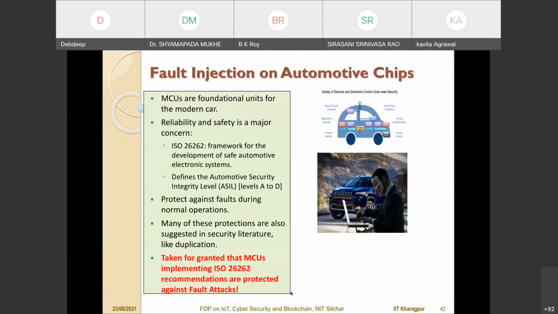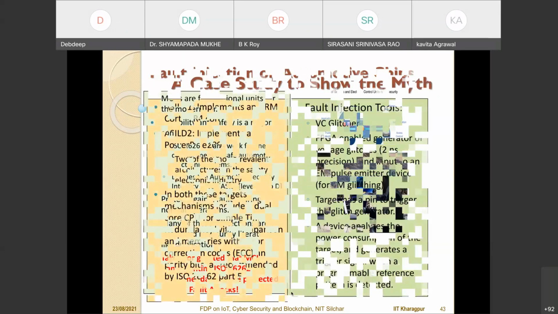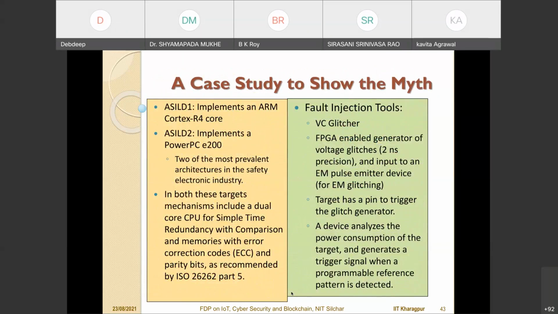But let me talk about an example which shows that even an ASIL D chip can be subjected to fault attacks, which reiterates the point that safety and security are not the same. In this example, we take two ASIL D chips, D1 and D2. The first one is an ARM Cortex R4 core. The second one is a PowerPC. Both are very prevalent architectures in the safety electronics industry.